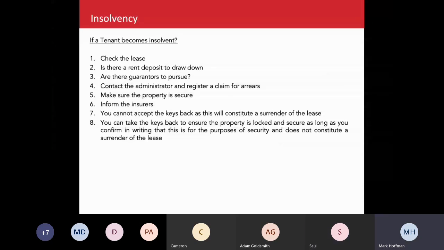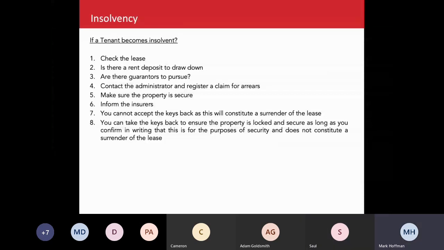If a tenant becomes insolvent, what do you do? Again, this is a question that's often asked. Check the lease. Is there a rent deposit to draw down? Are there guarantors to pursue? Contact the administrator and register a claim for arrears. Make sure the property is secure. Inform the insurers. Don't forget that you cannot accept the keys back, as this will constitute a surrender of the lease.